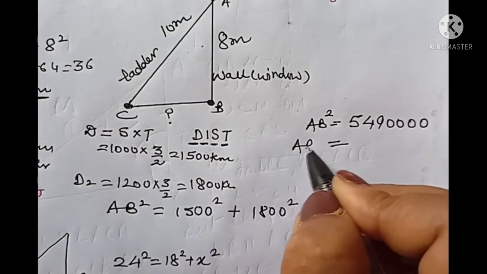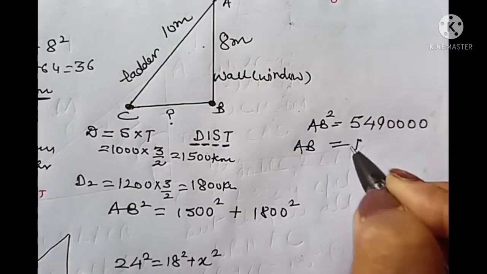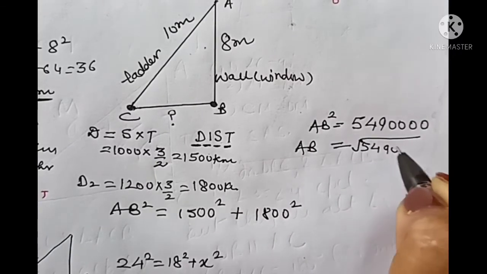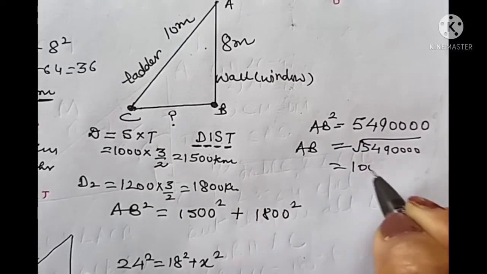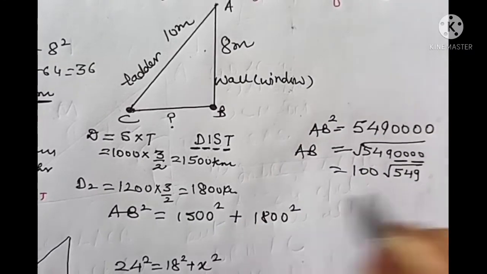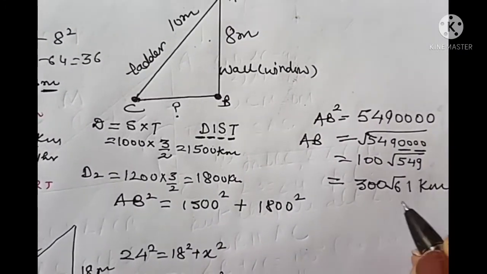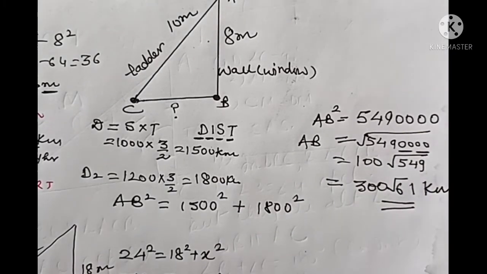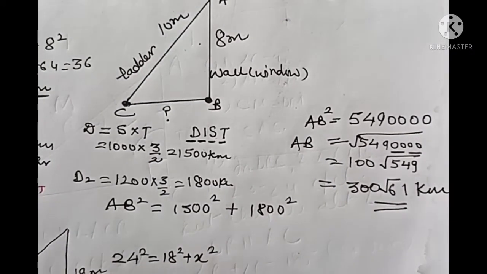549,000 and AB comes out to be square root of this, and for square root we have 100 because they are a set of two zeros, 100 root 549. Further you can simplify root 549. So 300 root 61 kilometers will be the answer.